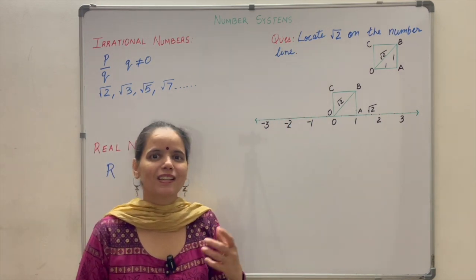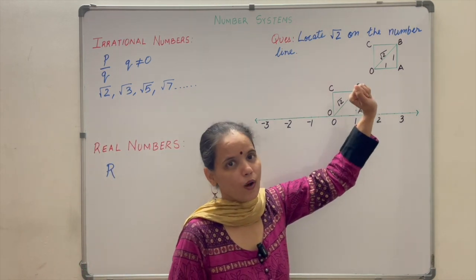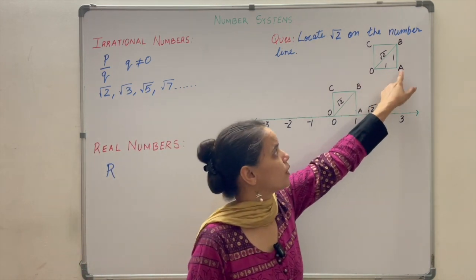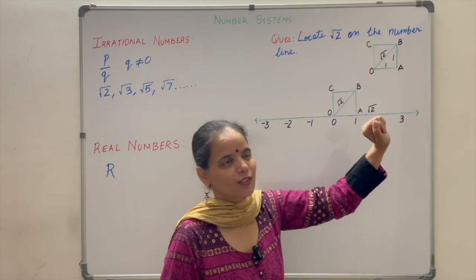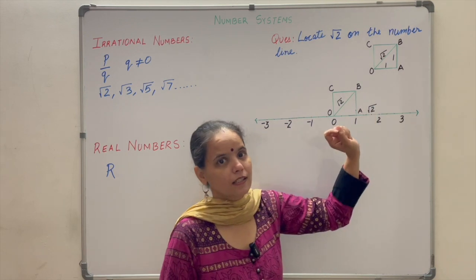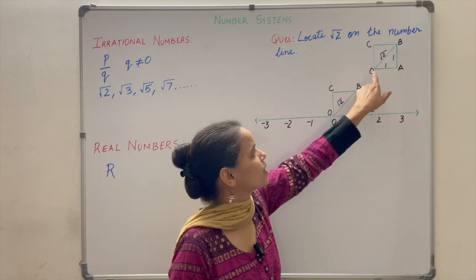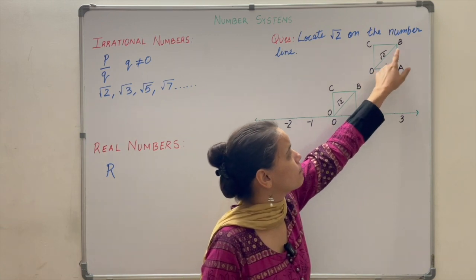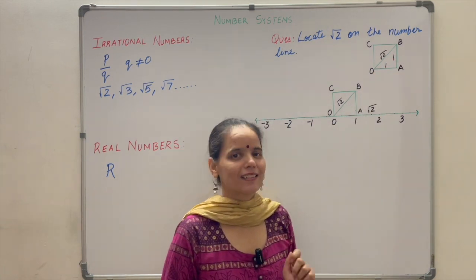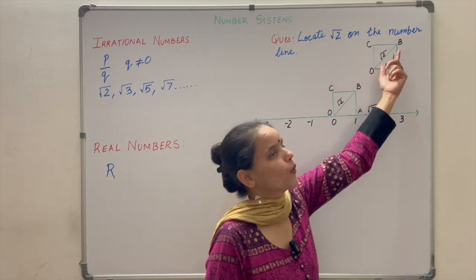The procedure is very simple. For this we need a square whose side is 1 unit. So if this is 1 unit, this also is 1 unit. You can clearly see here that this angle is 90 degrees because every angle in a square is 90 degrees. So here triangle OAB is a right angle triangle, so we can apply the Pythagoras theorem and find out OB.